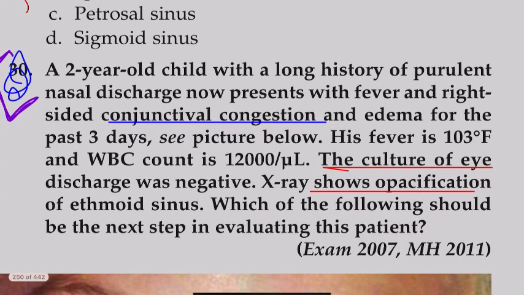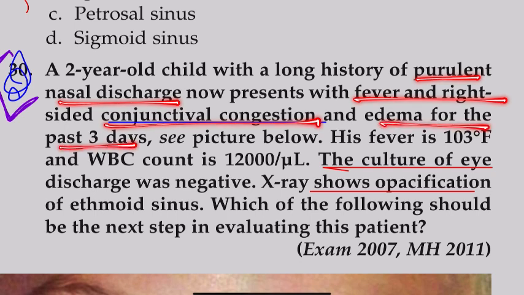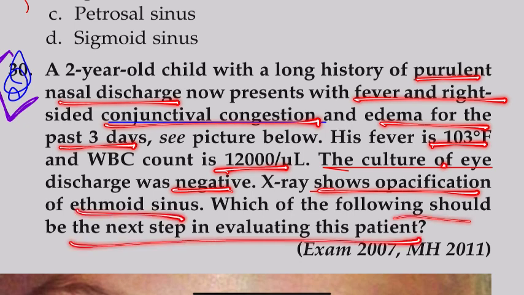A 2-year-old child with long history of purulent nasal discharge now presents with fever and right-sided conjunctival congestion and edema for the past 3 days. His fever is 103, WBC count is 12,000. The culture of eye discharge was negative. X-ray shows opacification of ethmoid sinus. Which of the following should be the next step in evaluating the patient?